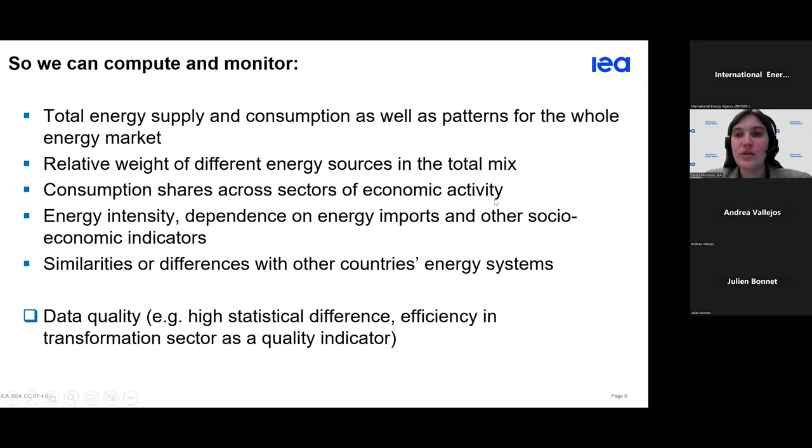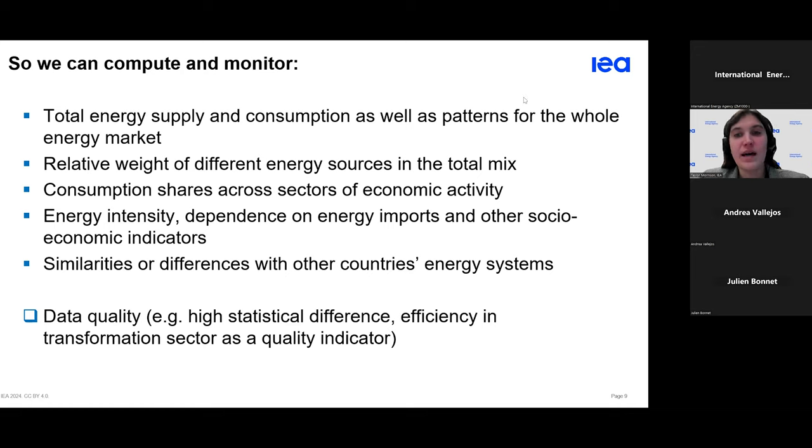You can also use it to look at consumption shares across sectors of economic activity. When combined with population and economic data, we can look at indicators such as energy intensity, dependence on energy imports, and other socioeconomic indicators, which I'll also discuss more later in the presentation.